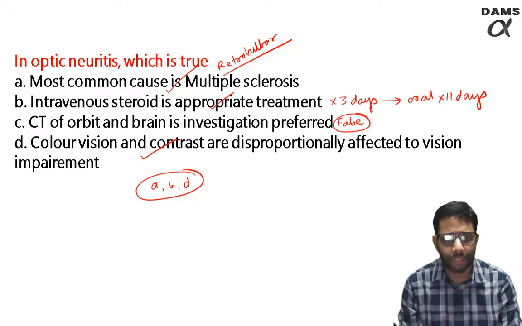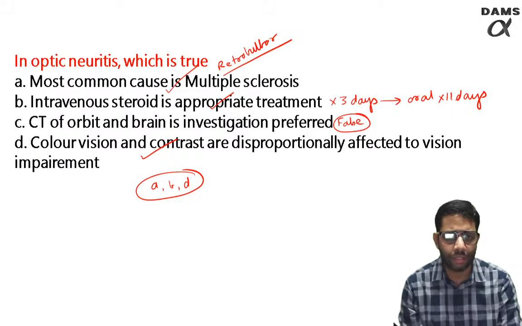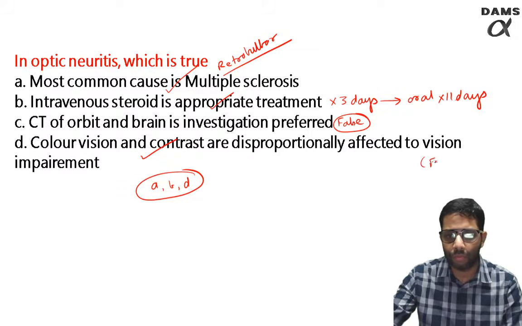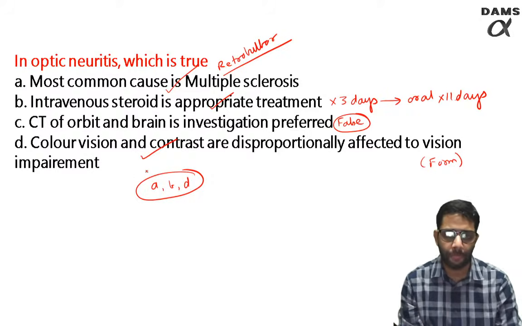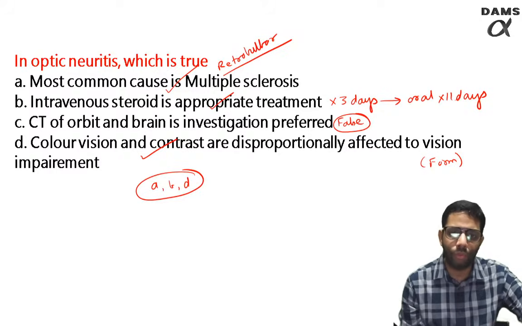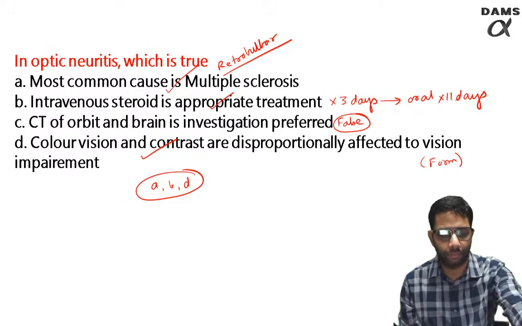And color vision, every sense. I hope you know there are 4 senses in vision: color, contrast, form, and light sense. The vision impairment means form sense. So all the senses are decreased, but color and contrast are more decreased. So after treatment by intravenous steroids, the color and contrast take more time to regenerate rather than the form sense. Vision comes, form sense is recovered early, color vision and contrast are recovered late. Color and contrast are more decreased. Alright.